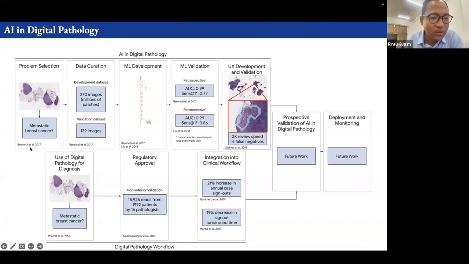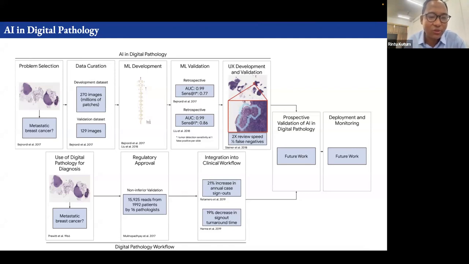In 2017, Bejnordi et al. asked whether we can predict from the slide itself if breast cancer has metastasized, whether it is benign or metastatic. Most importantly, the part was the development of the dataset. They started with 270 images, but converted them into more of a mini sample set, which we will demonstrate today in the hands-on session. If you have a whole slide image, you don't build models on the whole slide, but rather take a segmented part of it, because whole slide images are very huge in size, which makes them not easy for a computer to handle.